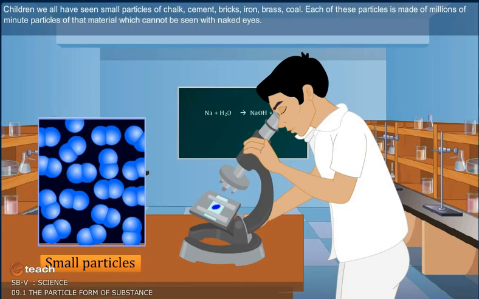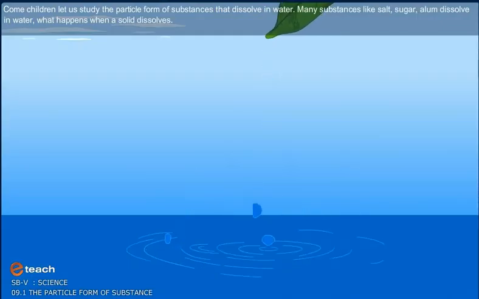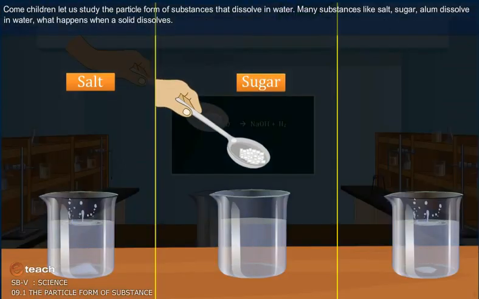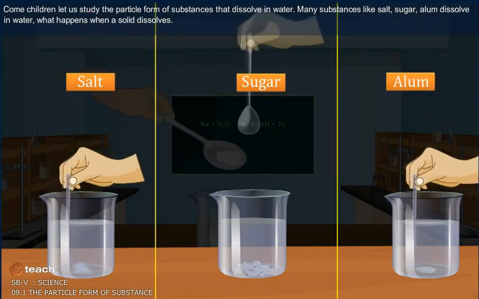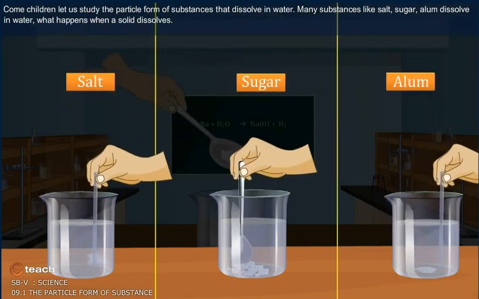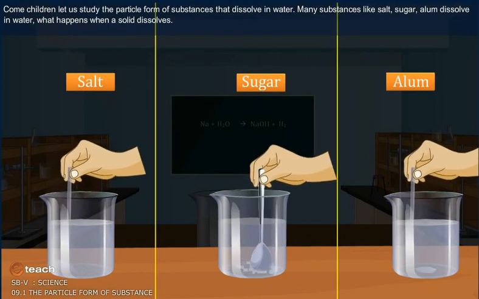Come children, let us study the particle form of substances that dissolve in water. Many substances like salt, sugar, alum dissolve in water. What happens when a solid dissolves?